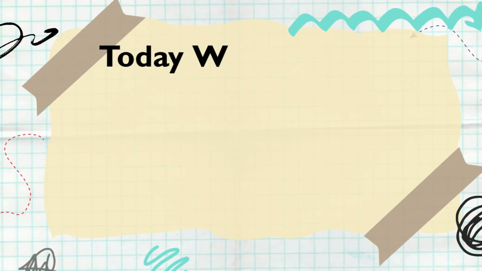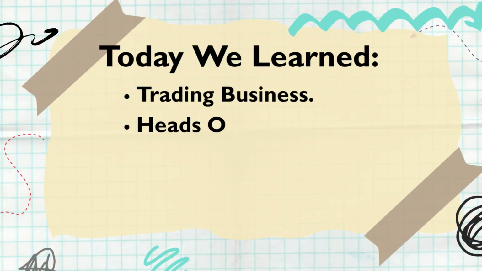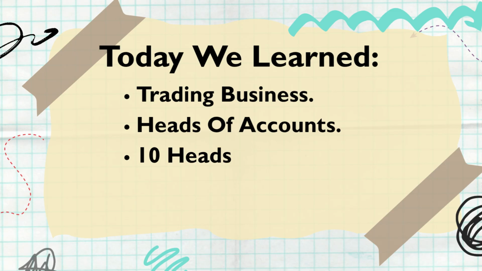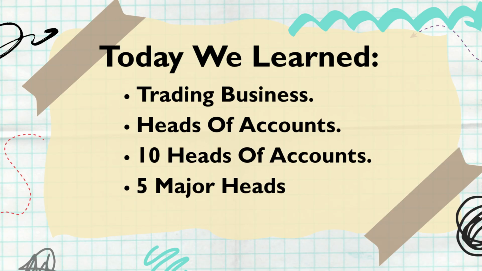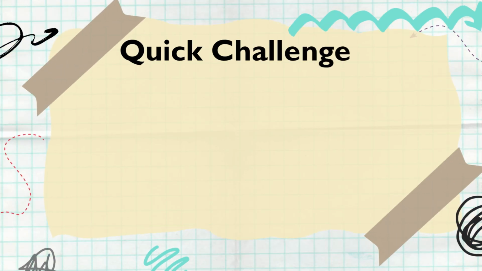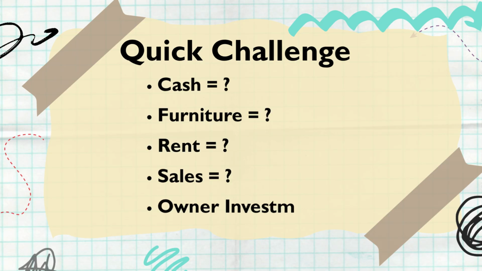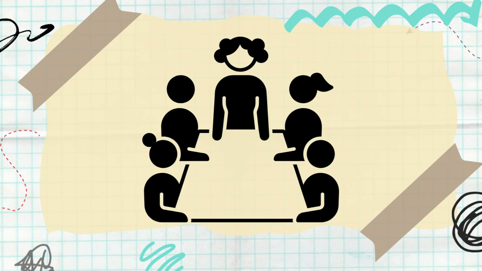In today's lecture, we learned about trading business, the concept of the chart of accounts, the 10 accounting heads, and how they are summarized into 5 major accounting heads. Before the next lecture, try to identify which accounting head is used for cash, furniture, rent, sales, and owner investment. I hope that everything discussed in this video was easy to understand, and after watching this lesson, you will be able to identify the purpose of each accounting head on your own.